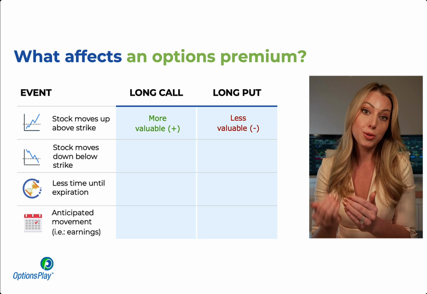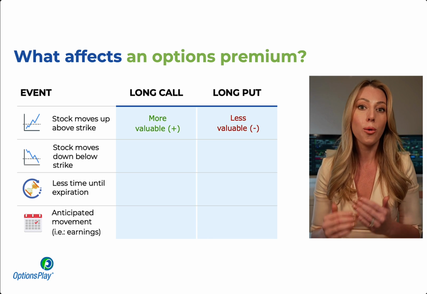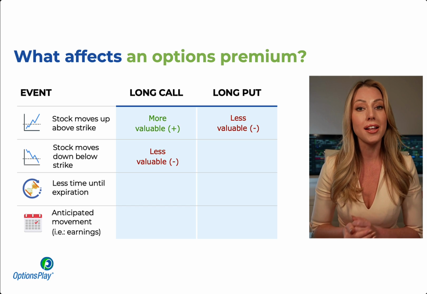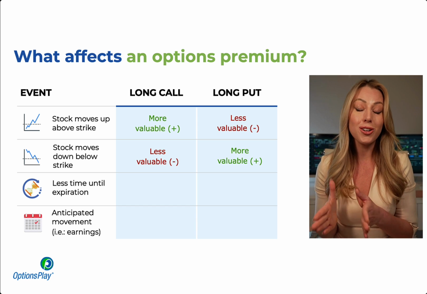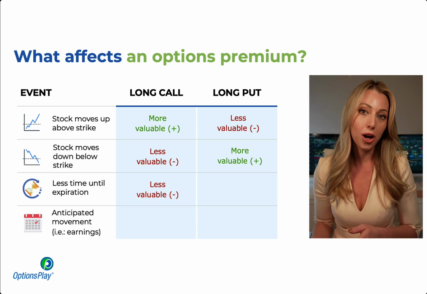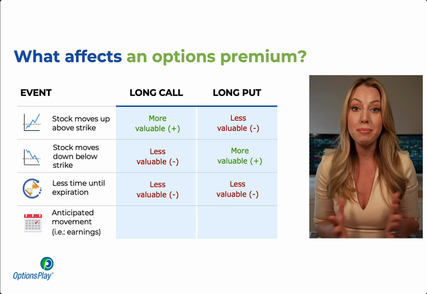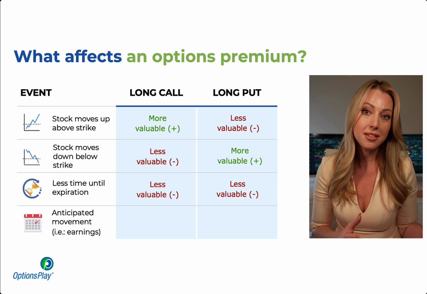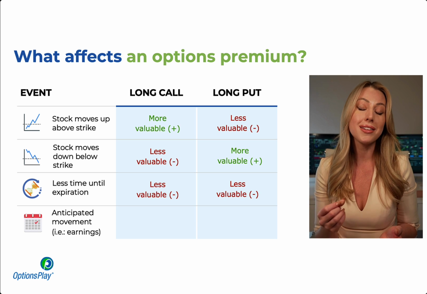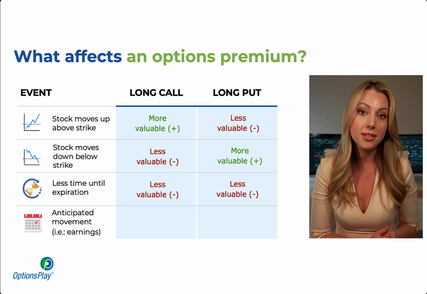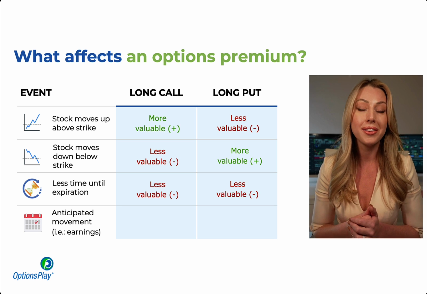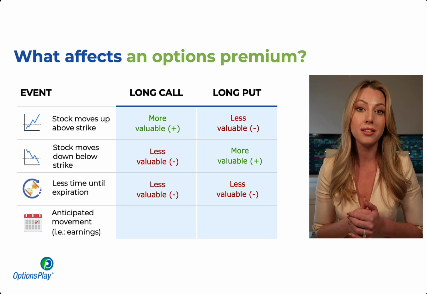Now, if the stock moves below the strike price or down below, then the inverse happens. The long call is less valuable and the long put is more valuable. If there's less time until expiration, both the long call and the long put are less valuable. And that makes sense. Time is moving against us. As the option nears expiration, that long option, we want to be able to sell it to close at a higher price. And as time moves on, it makes the option less valuable. Therefore, it has a negative effect on long options.